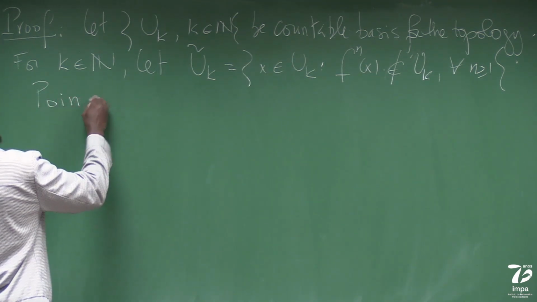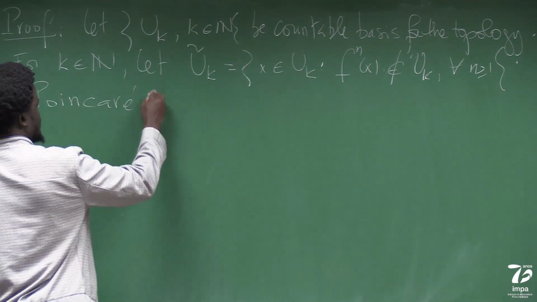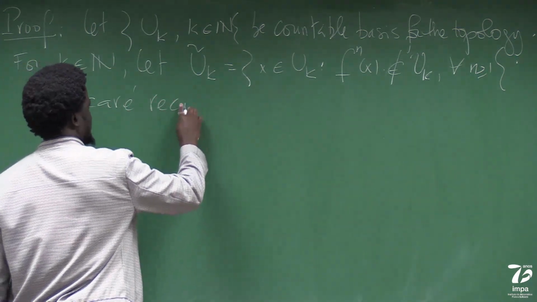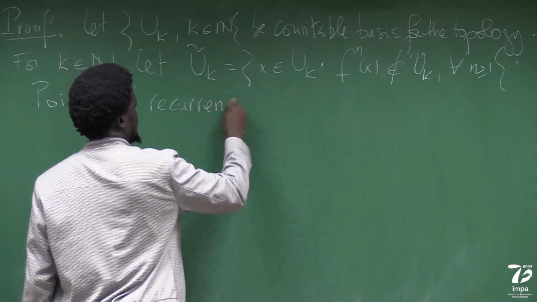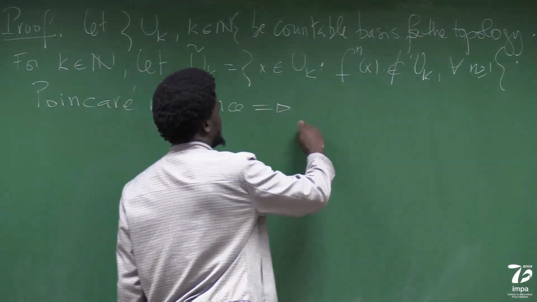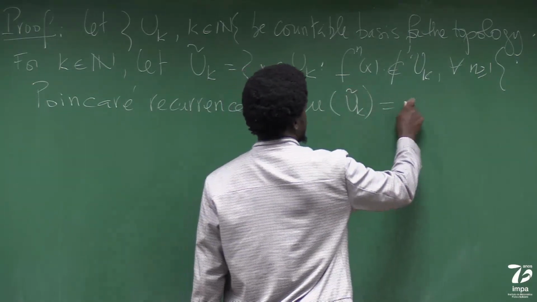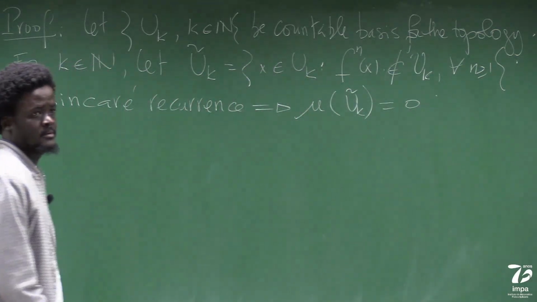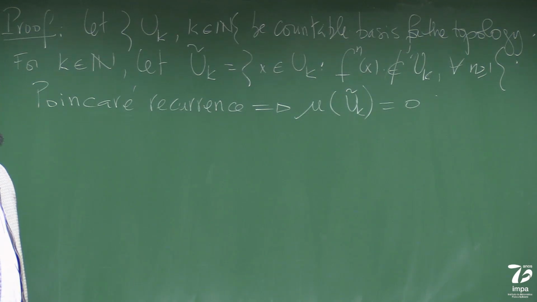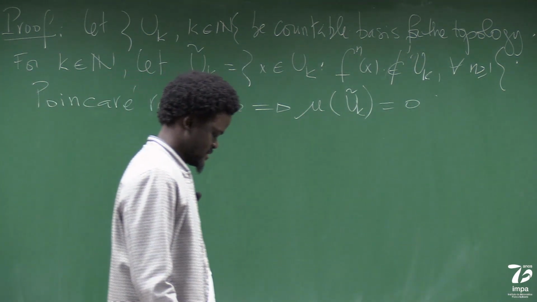Poincaré recurrence implies that mu of U_k tilde is 0. Why are you thinking that every U_k has positive measure? Sorry, why are we taking that every U_k? Yeah, that's a good question.